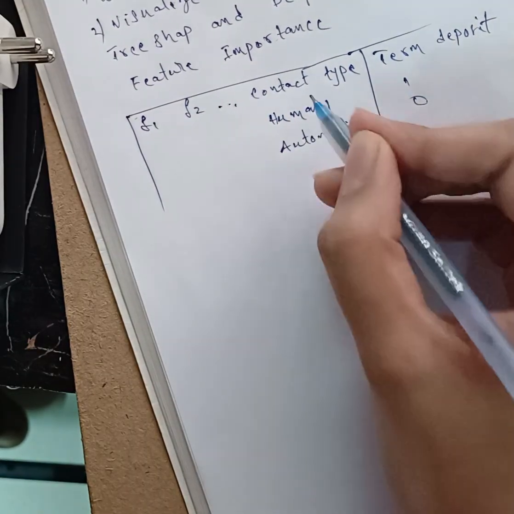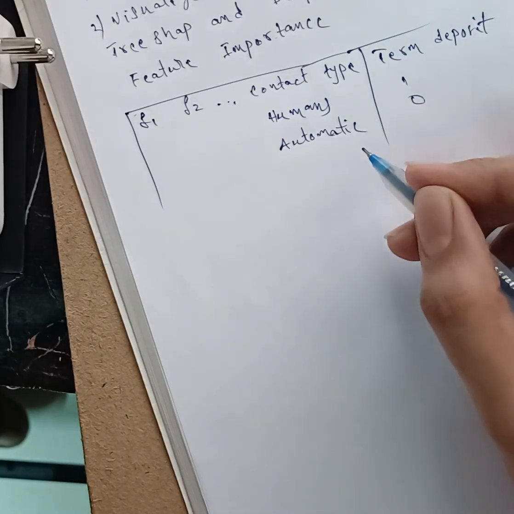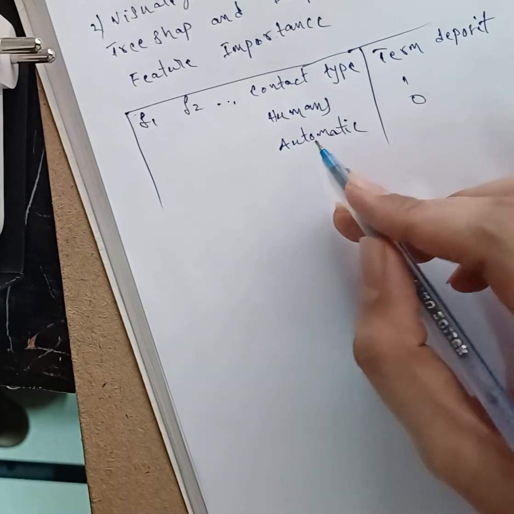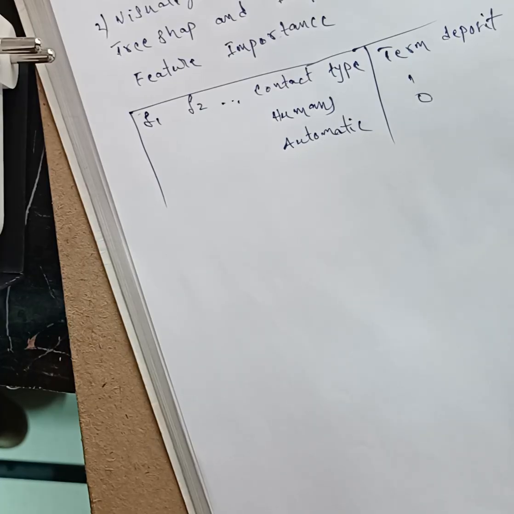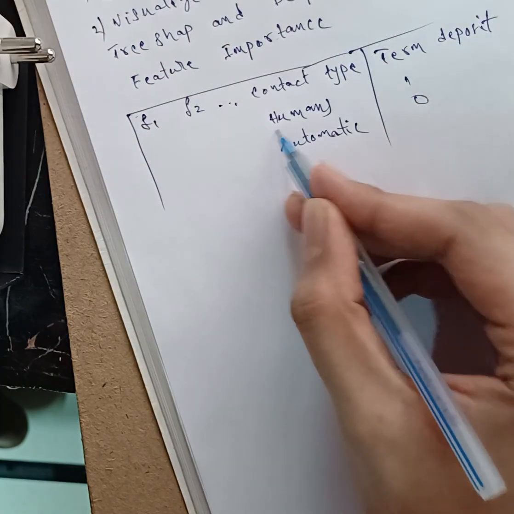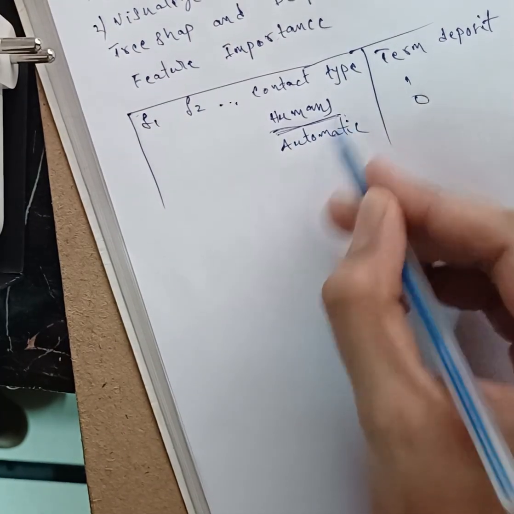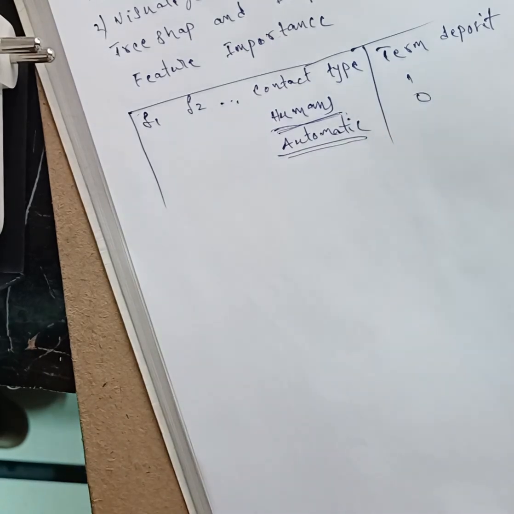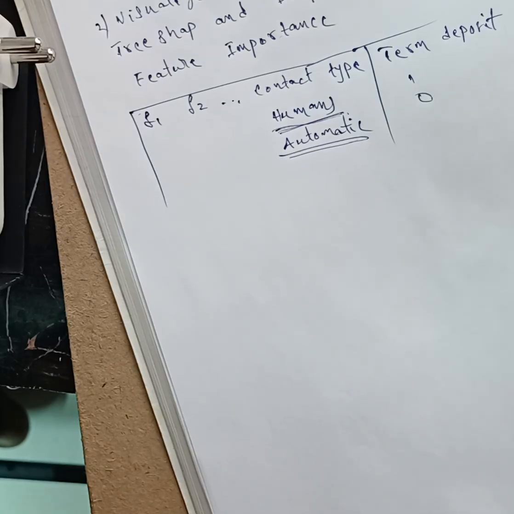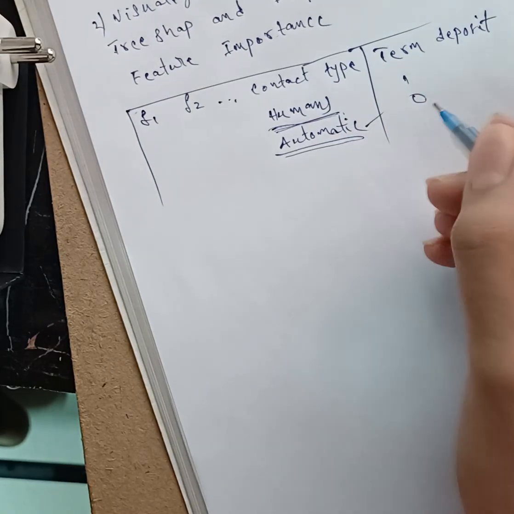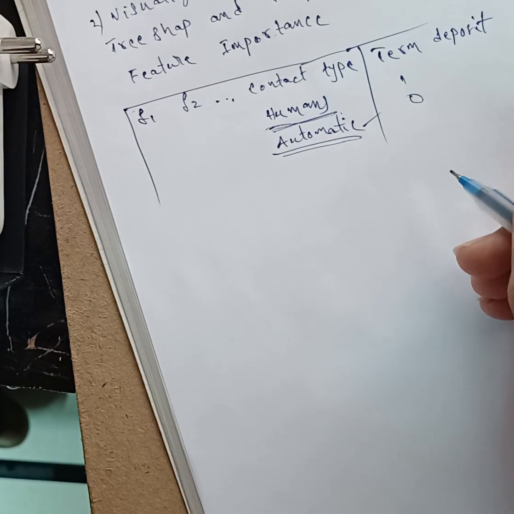Now there is one feature called contact type. Contact type humans means, let's say, we will get some calls, where some people talk to us asking whether we are interested in taking a term deposit or not. Those come under human type of calls. And automatic means we will get some automated call saying something like press 1 to take a term deposit. So those are automated calls.